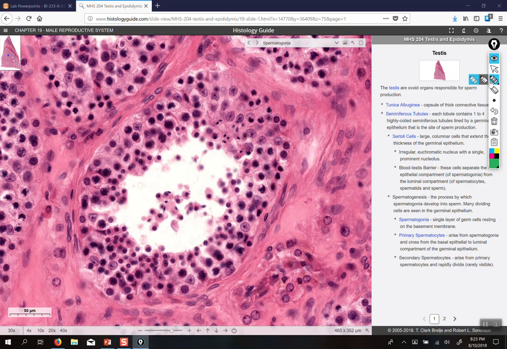Remember, spermatogonia are going to be near the edge. So this is one, and this is one, and this is one. They are on the basement membrane. They have a dark nucleus that's often very round. So these are all spermatogonia. You'll find them all around the edge.